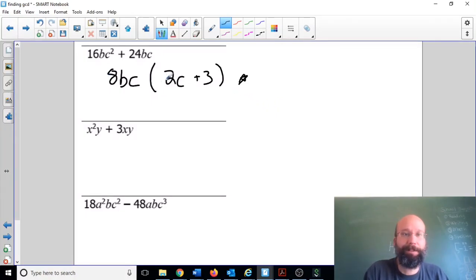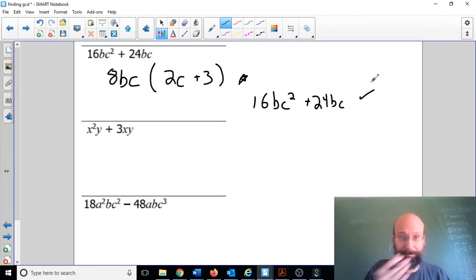We can check it by multiplying. 8 times 2 is 16 bc squared. And then 8bc times 3 is 24bc. So we know we're good. So we know we did it right.